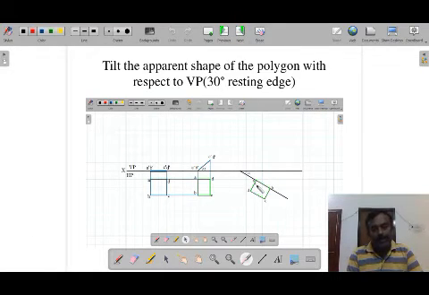Now tilt the second stage top view according to the given conditions. Here the resting edge is inclined. So here the resting edge is AB. So we have to draw a line in such a way that this line should make an angle of 30 degree with the VP, and you have to keep the resting edge on that line. So rotate the second stage top view according to the given angle of inclination with VP.